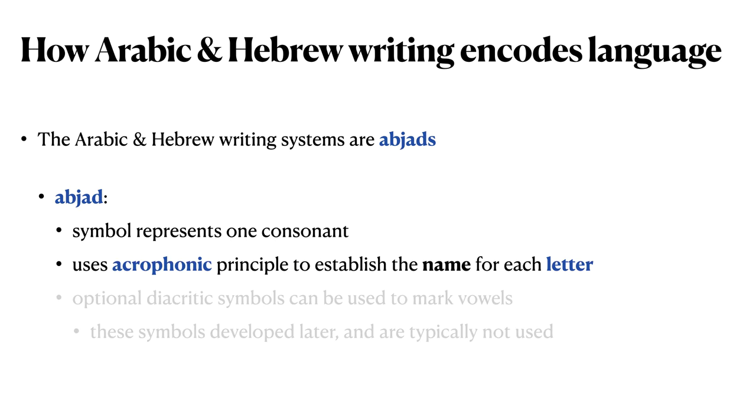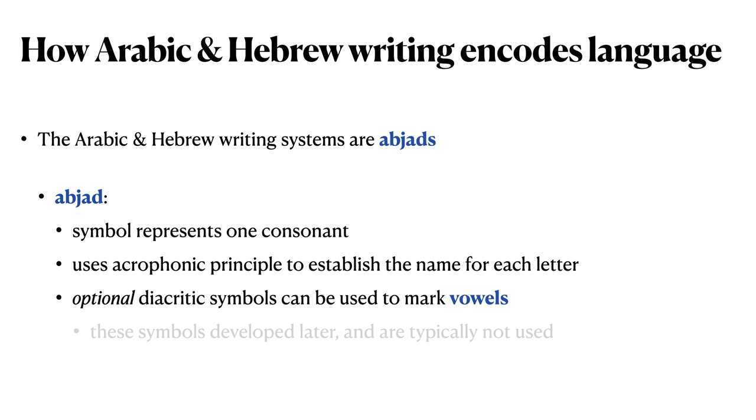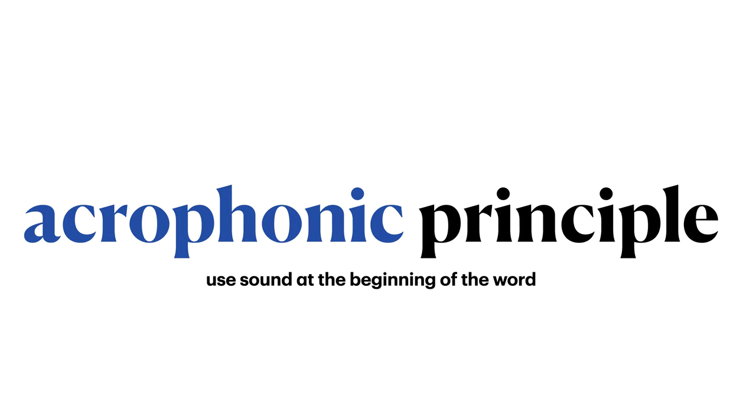In each of these systems, the acrophonic principle is used to establish the name for each letter. The original Arabic and Hebrew systems would have each only represented consonants. At later points in their development, optional diacritic symbols came to be used to mark vowels. These symbols developed later, and in many typical cases, most of these diacritic symbols would not be used. The acrophonic principle, remember, says that we'll use the sound at the beginning of a word to represent that symbol as its name.